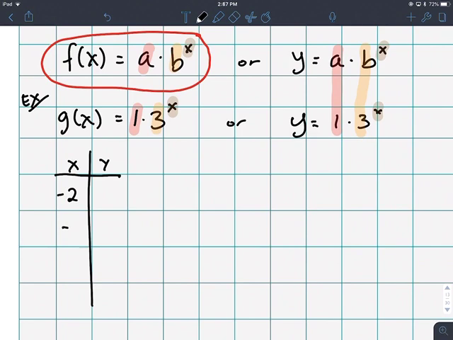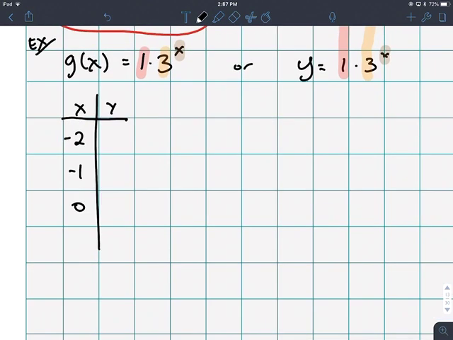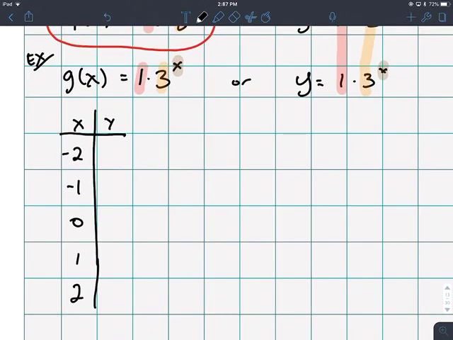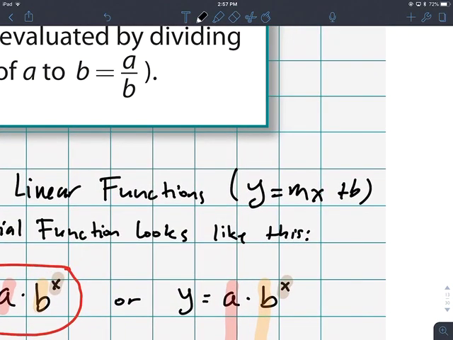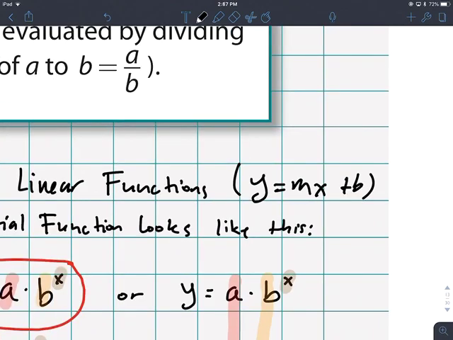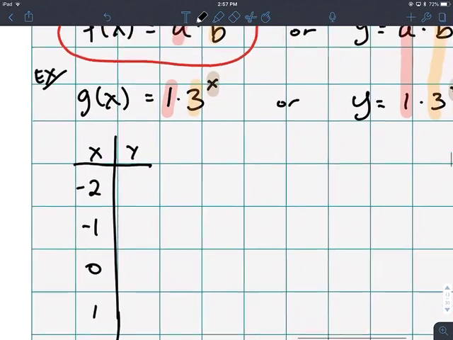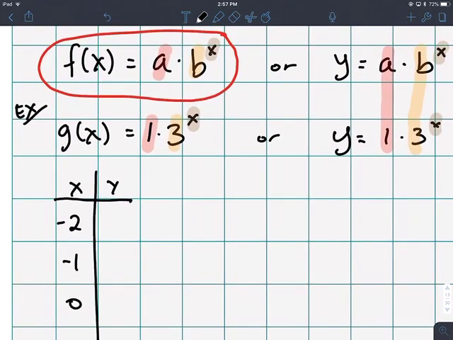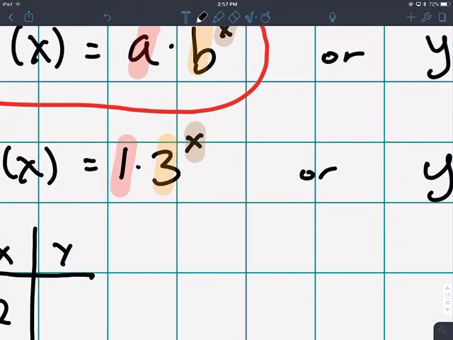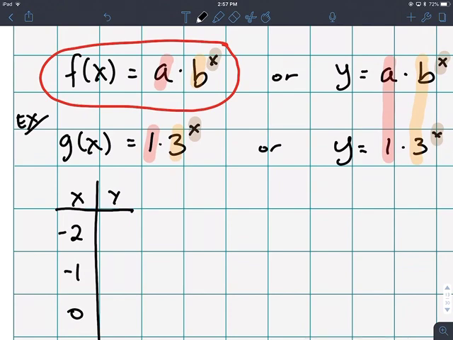-2, -1, 0, 1, 2. And remember, this part is not new. You've done this before, but with the linear x function. When you plug in for x, do the math and find the y. Same thing here. We're going to plug in for x, and then we do the math, and then we'll plot the points.